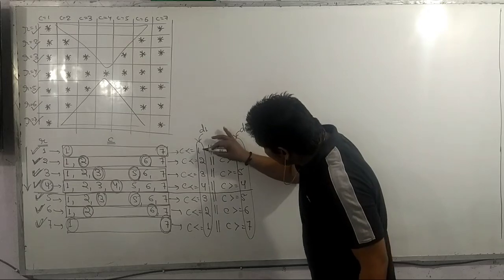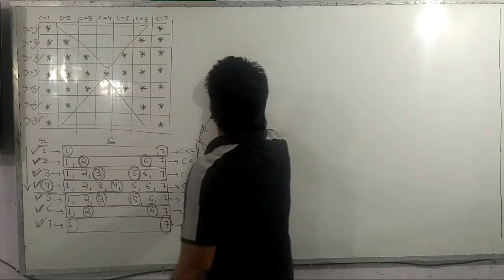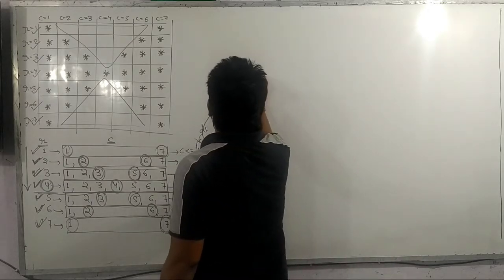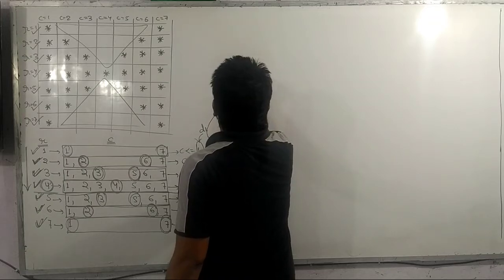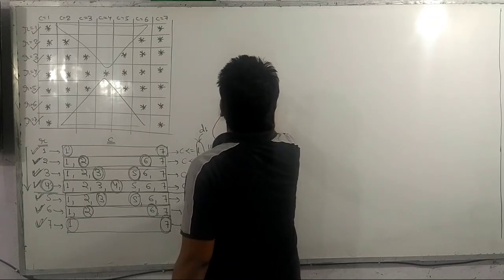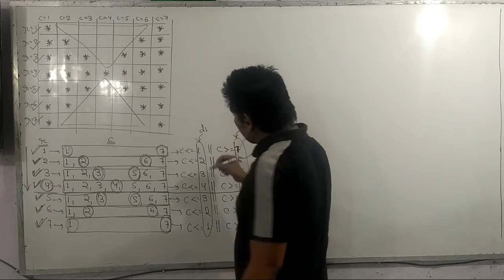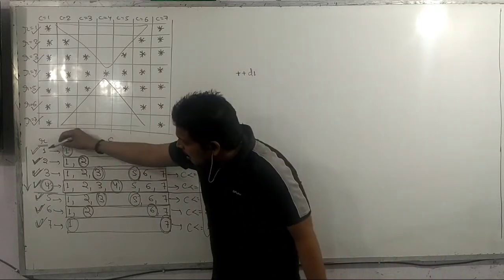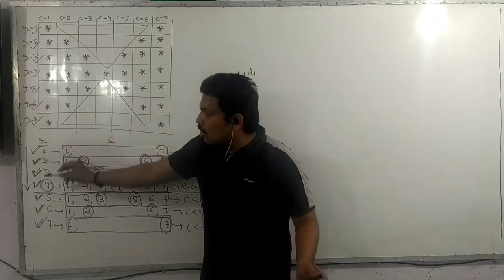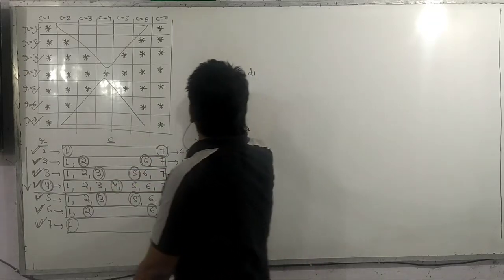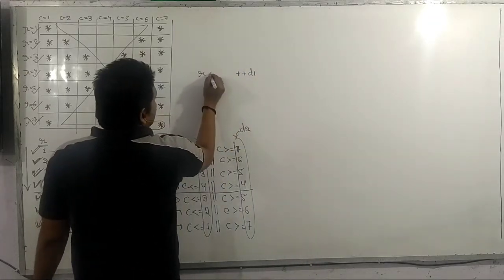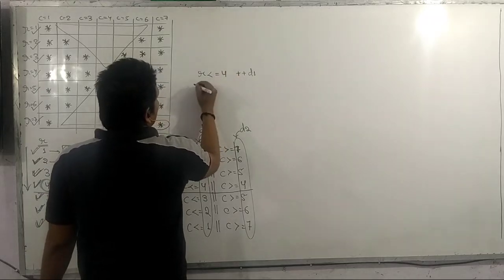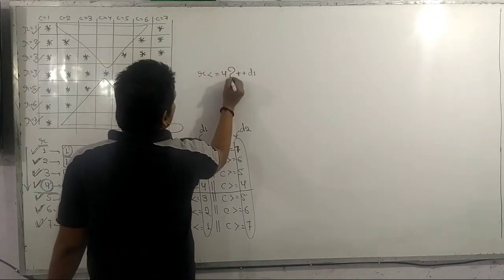See, initially D1 is increasing. So, let me write here ++D1. But what is the condition? When it is increasing, the condition is when R is less than or equal to 4. Okay, this is the condition. Let me give a question mark.